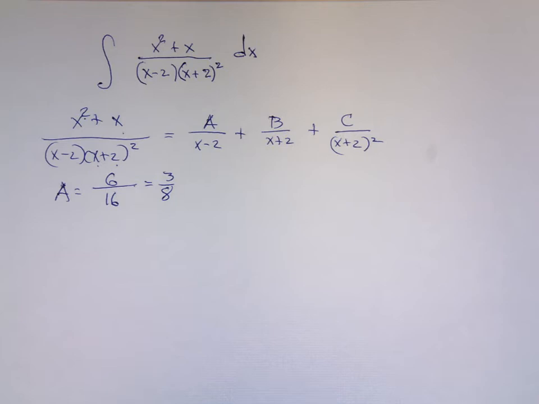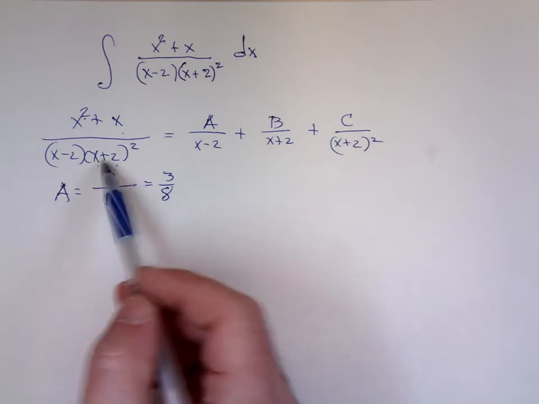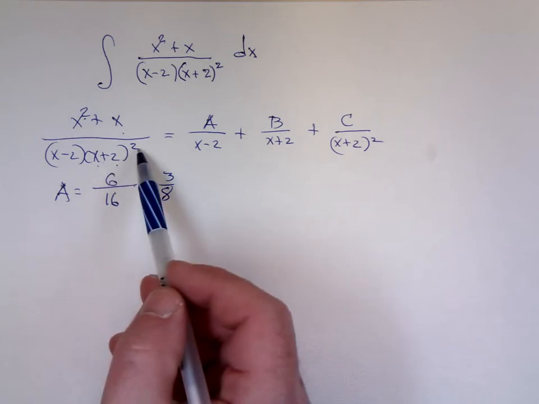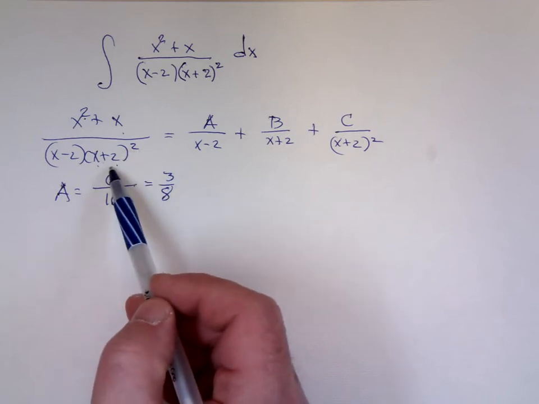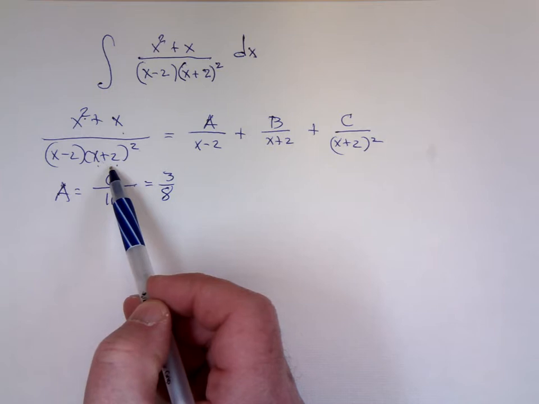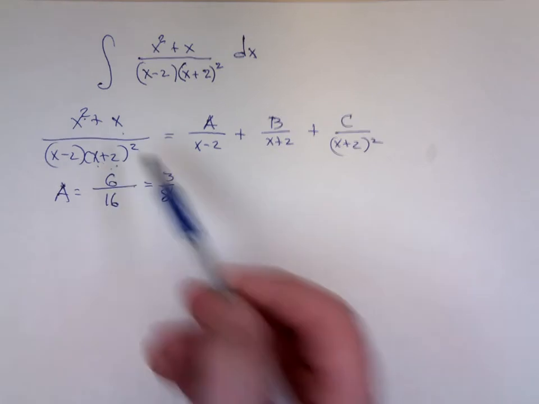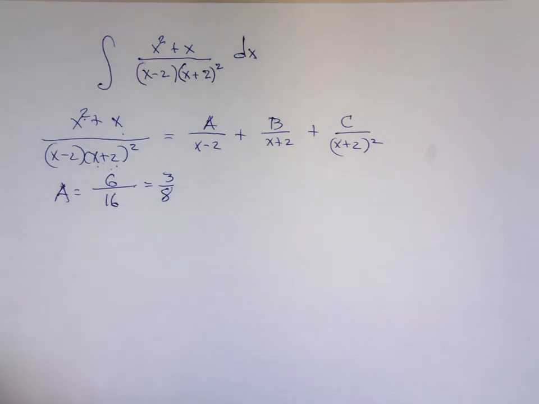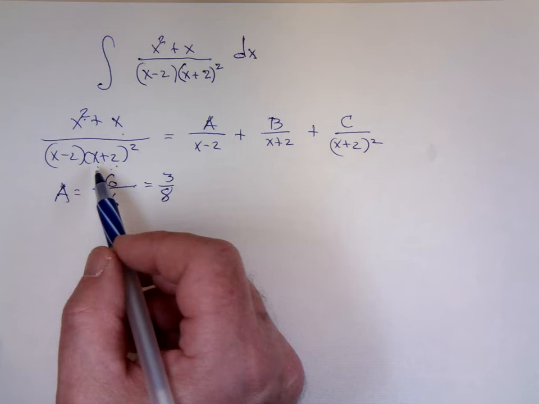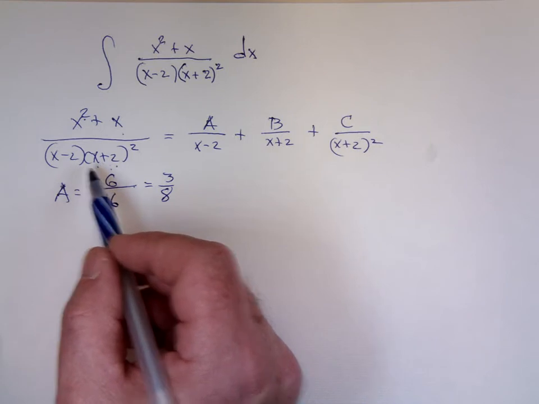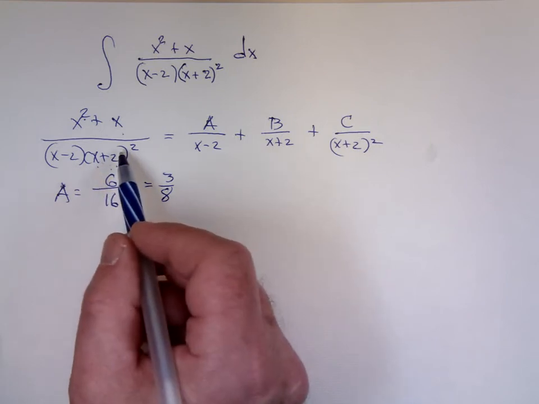B, I cannot solve for. I cannot solve for B because when I multiply by x plus 2, it gets rid of only one of these x plus 2's. I still have an x plus 2 in the denominator, and when I turn around to let x equal negative 2, I've got a division by 0, and that's not good. Okay? I can't solve for B right now. But I can solve for C. I'm going to multiply by x plus 2 squared and let x equal negative 2. Negative 2 squared is 4, plus negative 2 is 2.